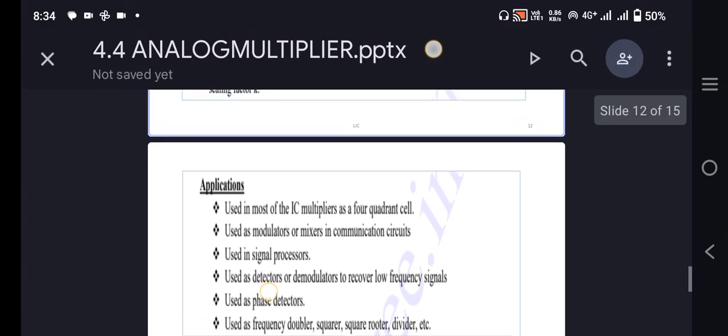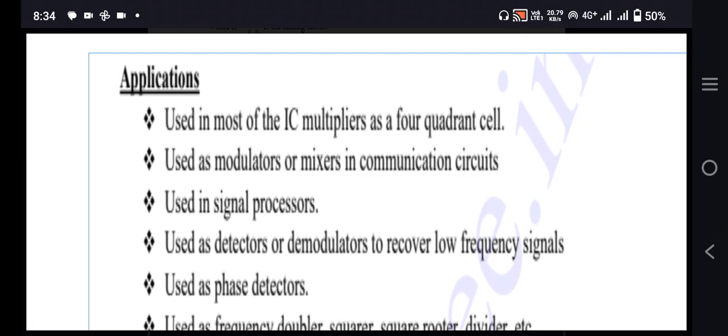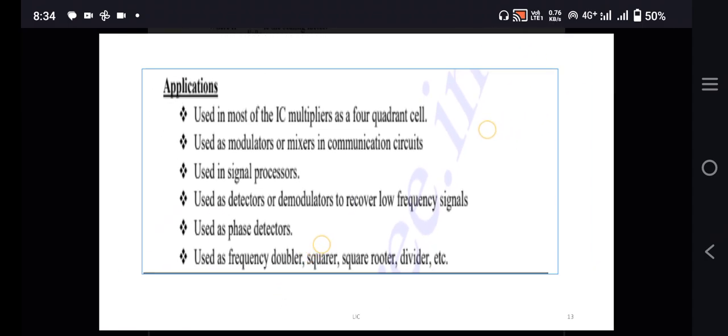Application. The Gilbert cell multiplier may be used in most of the IC multipliers as a 4 quadrant cell, used as modulators or mixers in communication circuits, used in signal processors, used as detectors or demodulators to recover low frequency signals, used as phase detectors, used as frequency doubler, squarer, square rooter, divider, etc.